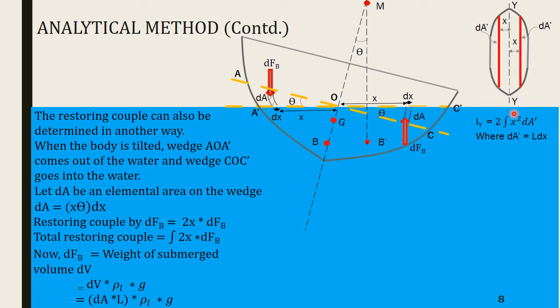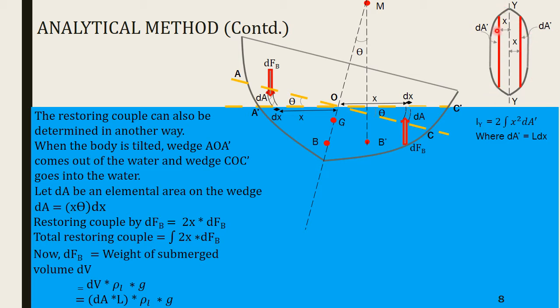Iy is given by 2 times this time, because YY is the center axis, and if we want to take the moment of inertia of the whole boat about the YY axis, you have to integrate from this side and you also have to integrate from this side. So Iy is 2 times integral x squared dA dash.